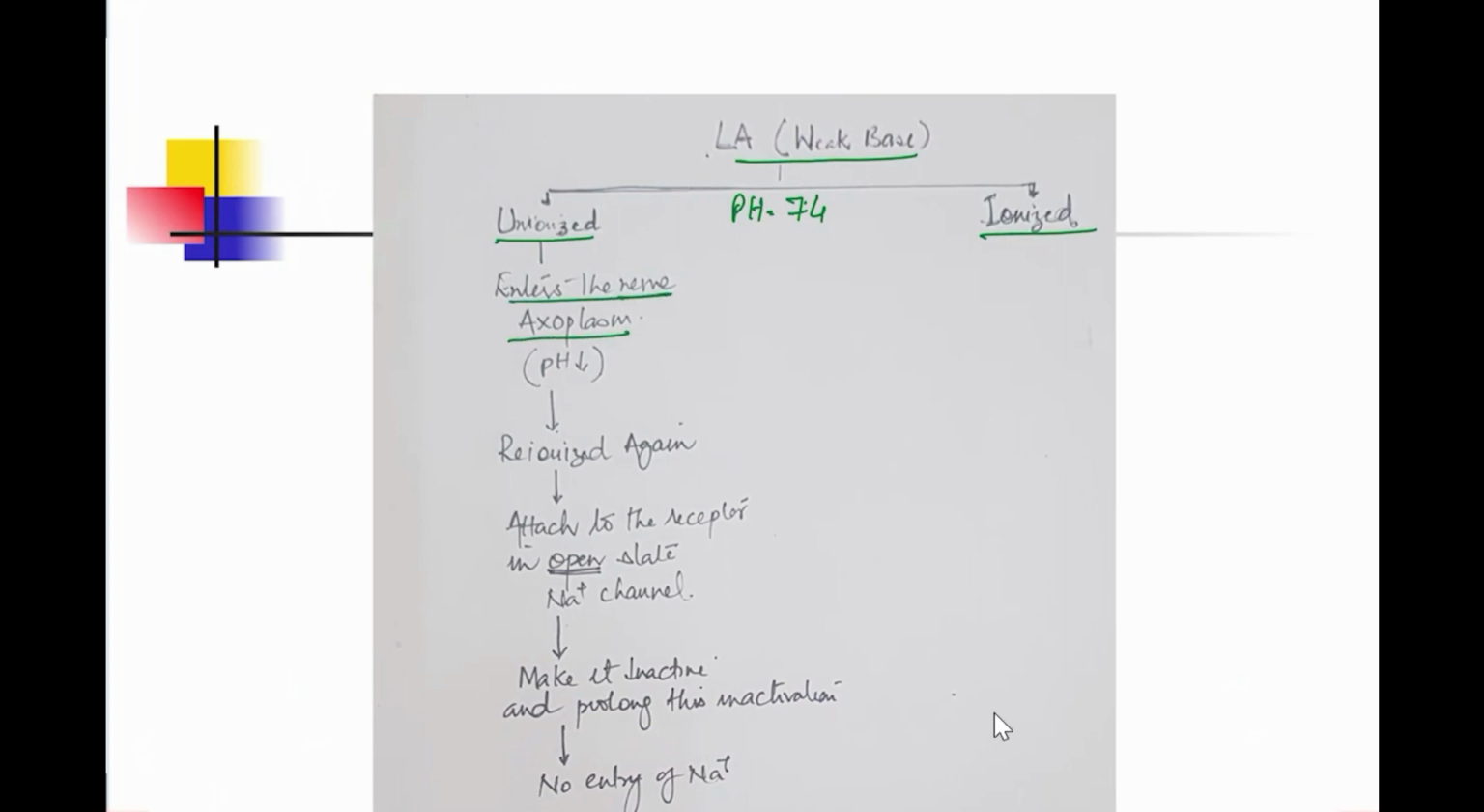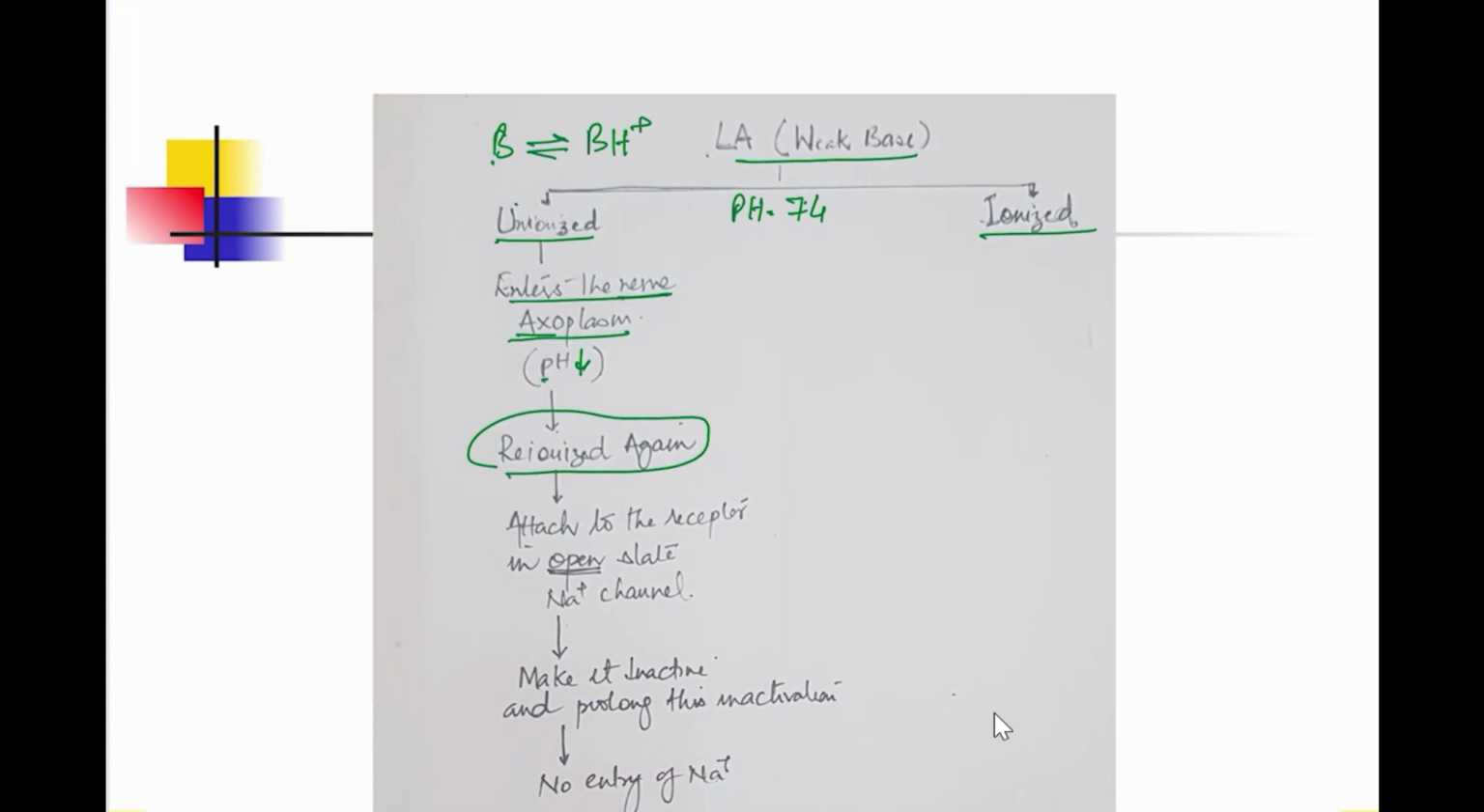It will enter the nerve. Then what will happen within the exoplasm again? Because of the decreased pH, it will be reionized again. With the reionization, what will happen? I have already told you it is the unionized fraction that is going to enter, the B and BH. Unionized fraction is what is going to enter.